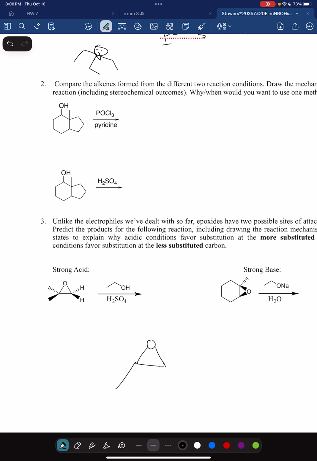Yeah, whatever. It was going to be pretty similar either way. There's only so many epoxides you can draw. Cool. Ours will look like that.